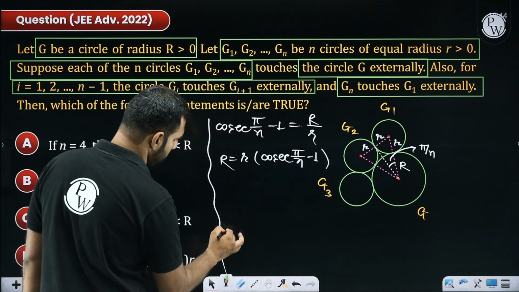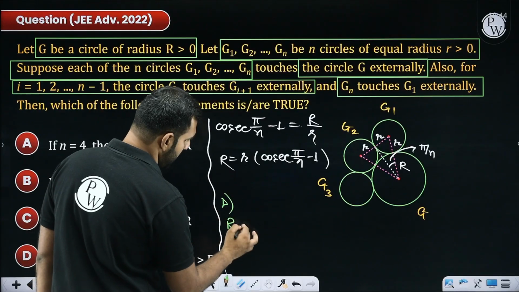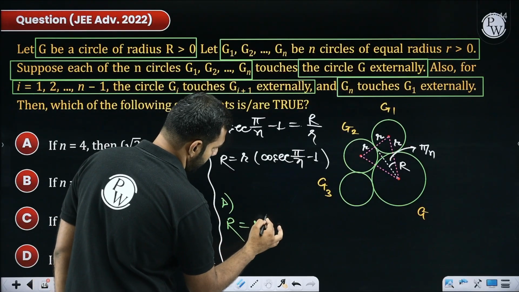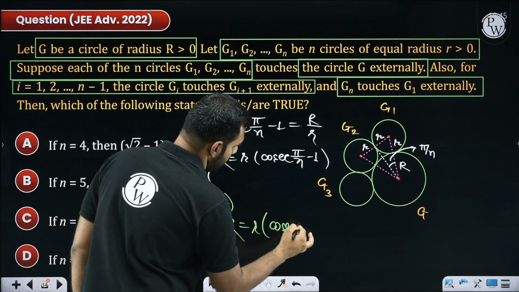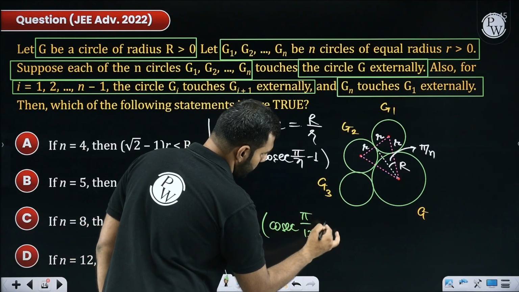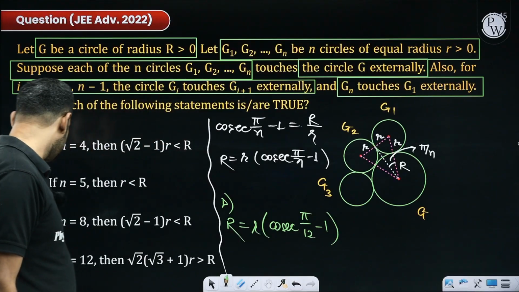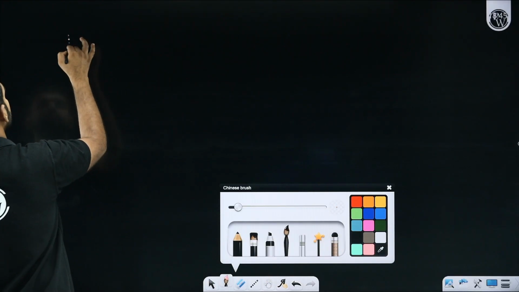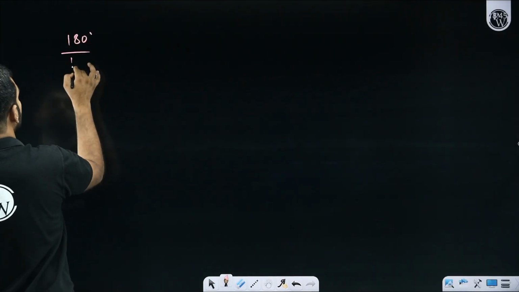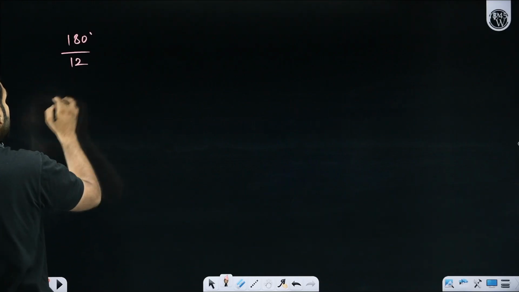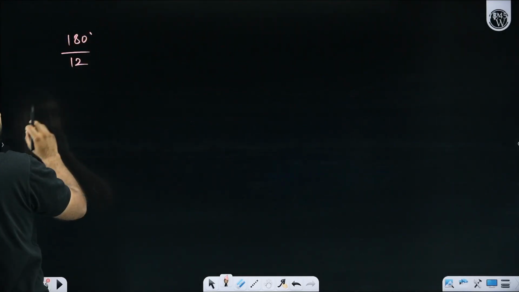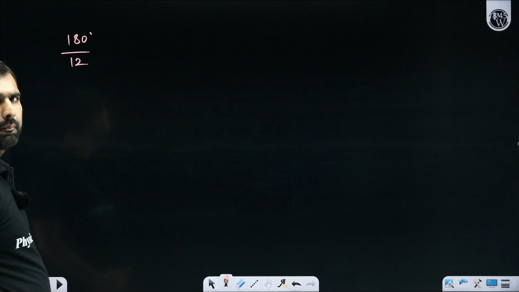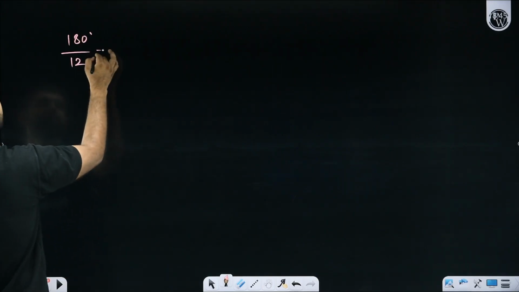If n is 12, so for option D, R will be given by r times cosec(pi/12) minus 1. Yes or no? Now let me talk about pi by 12 here. If you are confused with pi by 12, I hope you know this value. Pi is 180 degrees, divided by 12. I hope you know these values. If you don't, this is how you do it. This is 12's 15 times, because 12's 10 times is 120 plus 60 is 180. So this is clearly your 15 degrees.